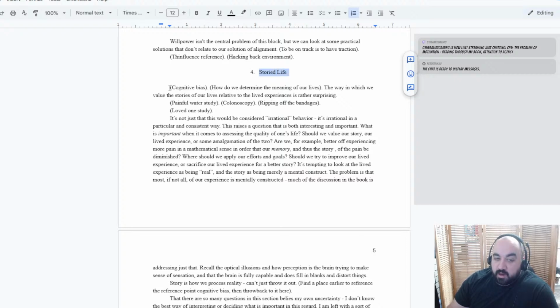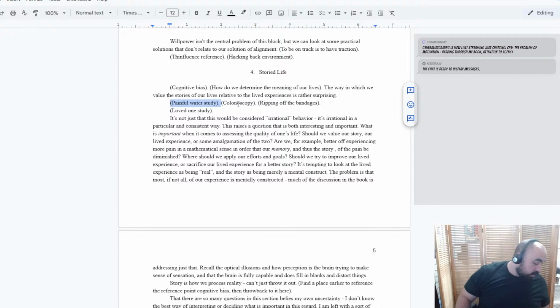And there's an interesting cognitive bias in regards to story, and it was the painful water study, so let's get through it. How we determine meaning of our lives is largely through the stories we tell ourselves rather than the real lived experience of our lives. The way in which we value stories of our lives relative to the lived experience of our lives is rather surprising.